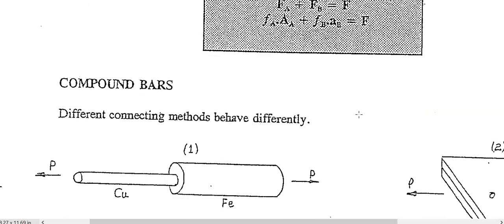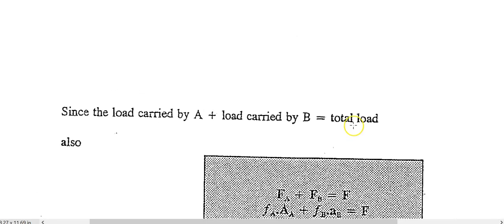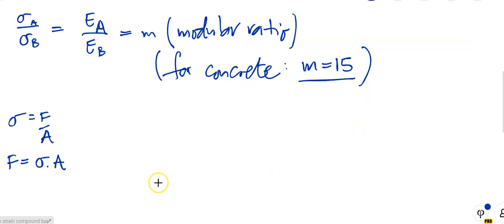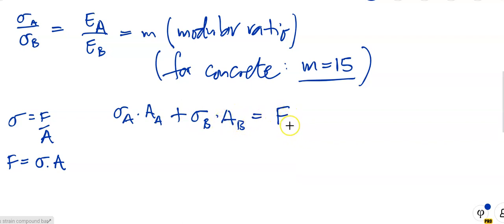Okay, I know that's a bit of a mouthful, people, but that's actually only the two big equations you need to know in this section. So if I rewrite it: the stress in A times the area of A plus the stress in material B times the area in material B is equal to the total load. I'm going to call it T there for total.